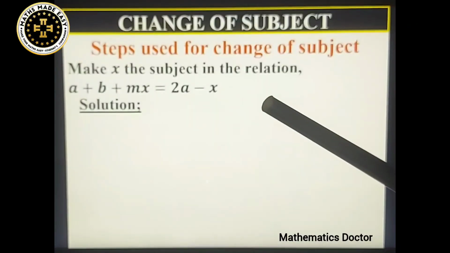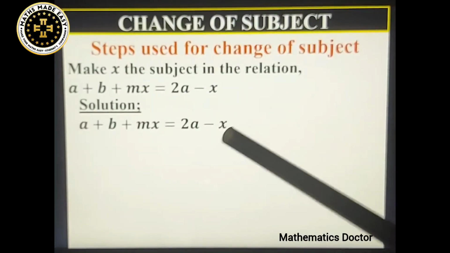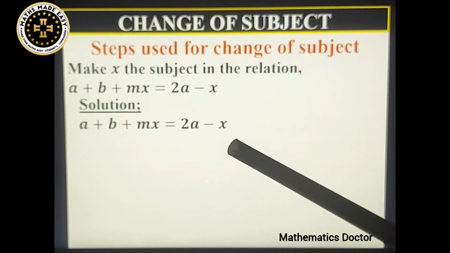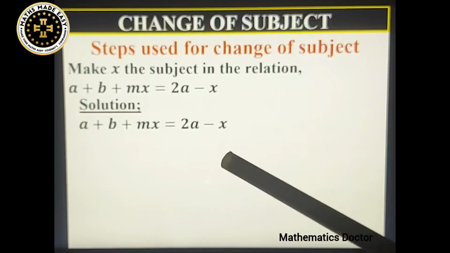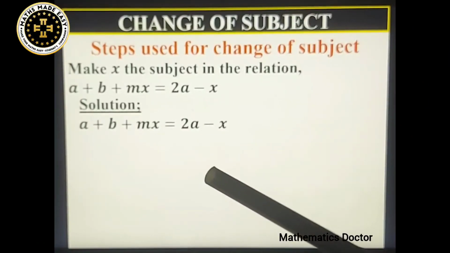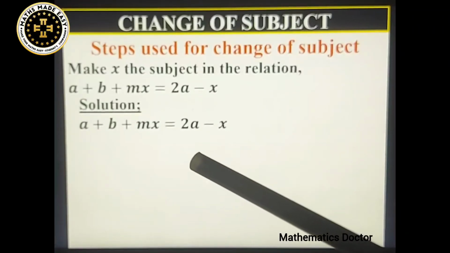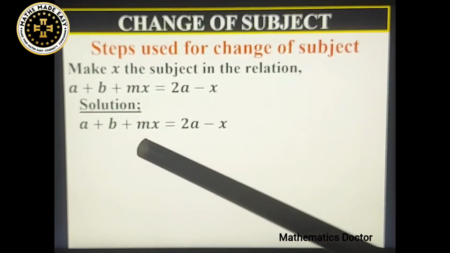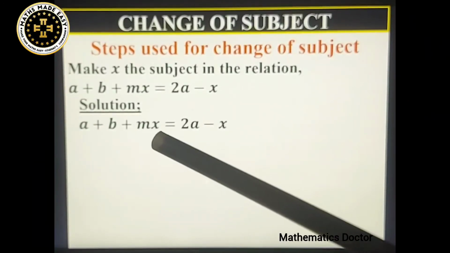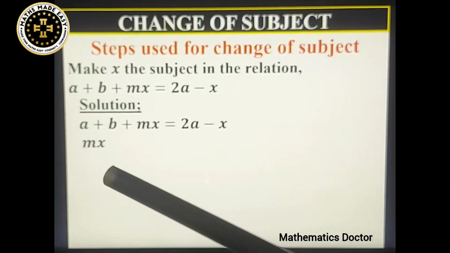Now with the solution, let's repeat the expression. So a plus b plus mx is equal to 2a minus x. Now let us group all the terms containing the variable to be made a subject at one side. Now I want to group them at the left hand side. Now at the left hand side, originally we have positive mx there, that is plus mx. So let's bring the mx.